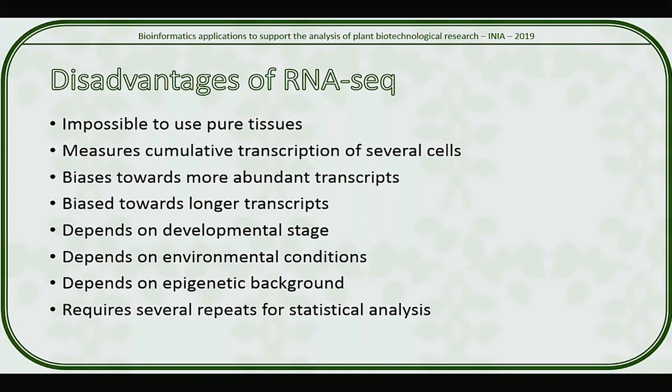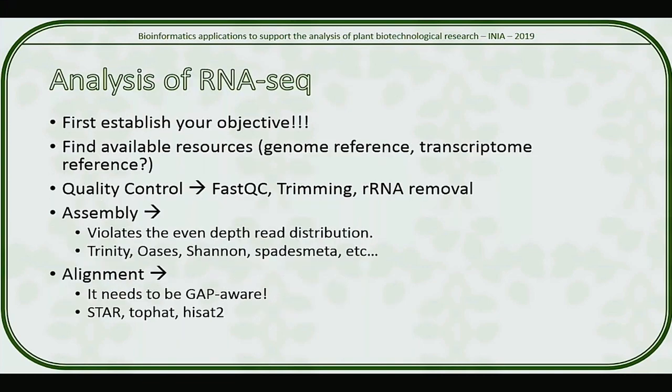If you're analyzing a cell culture, and you want to sample it during the exponential growth phase, you have to be sure that it's in that exponential phase. You have to have a repeatable set of steps so that you can ensure that you will have repeatable results every time. So first, establish your objective.